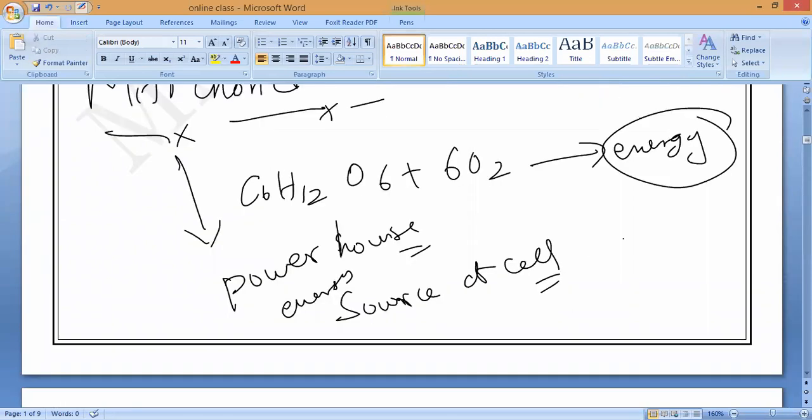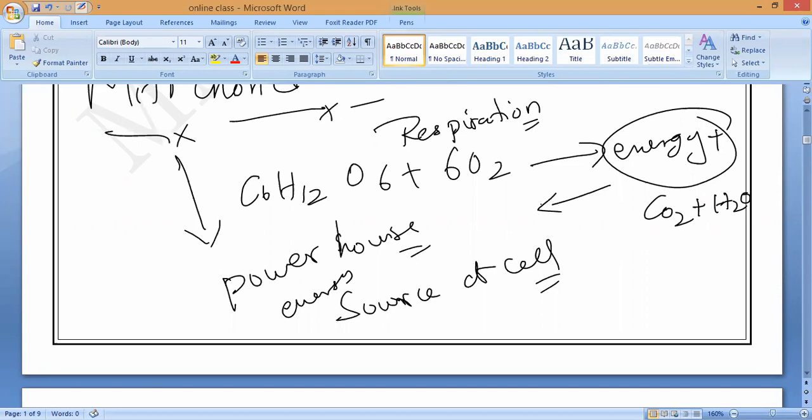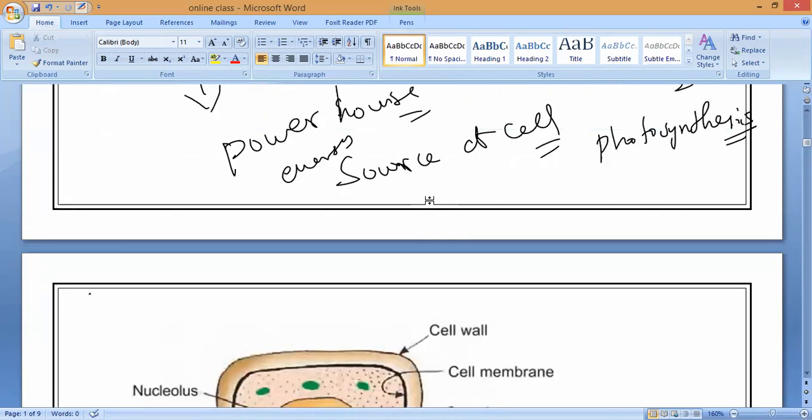It obtains the energy from which reaction? The reaction is called the respiration reaction. Along with the energy, two products will come: carbon dioxide, CO2, plus H2O. Now if you make the reverse reaction of this CO2 plus H2O, what is it called? Photosynthesis. The opposite of photosynthesis is the respiration reaction. Any doubt till here? Ask me.